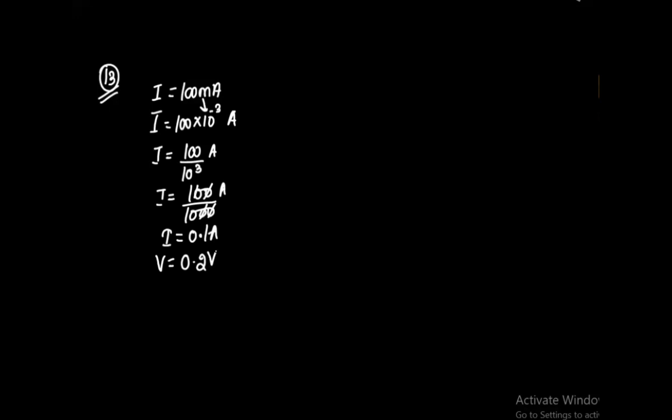All right. Tell me what is R. You know, R is equals to V upon I. V is 0.2, I is 0.1. The resistance is coming as 2 ohm, or 2.0.